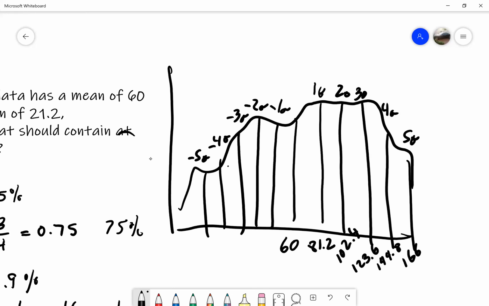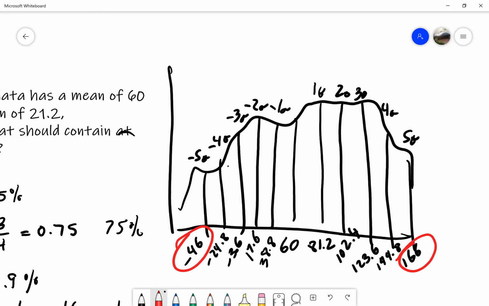60 minus 21.2 is 38.8. Minus 21.2 is 17.6. Minus 21.2 is -3.6. Minus 21.2 is -24.8. Minus 21.2 is negative 46. So your interval is going to be from negative 46 to positive 166. You would say at least 96% of the data is within negative 46 through 166.